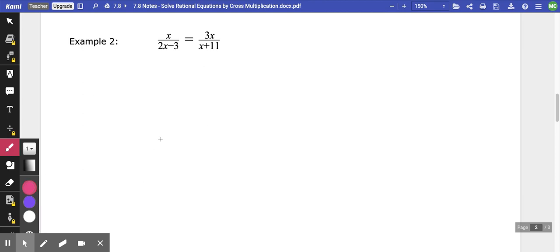For this next example, again, we do have one fraction equals another fraction, so we're still going to be using the method called cross multiply. But rather than finding the solution and then checking to see what values of x make the denominators 0, I'm going to actually do those two inequalities first. So I'm going to say, well, 2x minus 3 cannot equal 0, and x plus 11 cannot equal 0. And then I'll solve those.